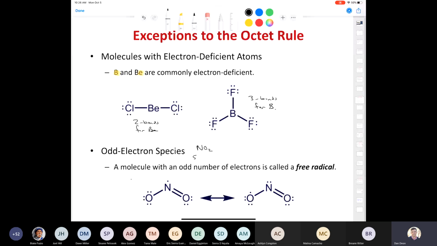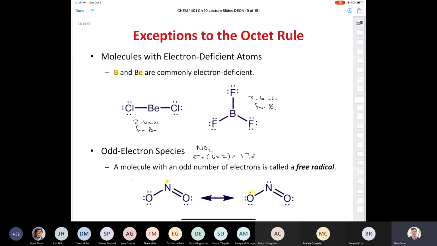Anyhow, 5 plus 6 times 2 gives us a total of 17 valence electrons, so that's an odd number. And when we have a single unpaired electron, we call that a free radical. As you can see, we have an unpaired electron on the nitrogen or the oxygen here. We'll talk more about free radicals before the next exam or midterm.